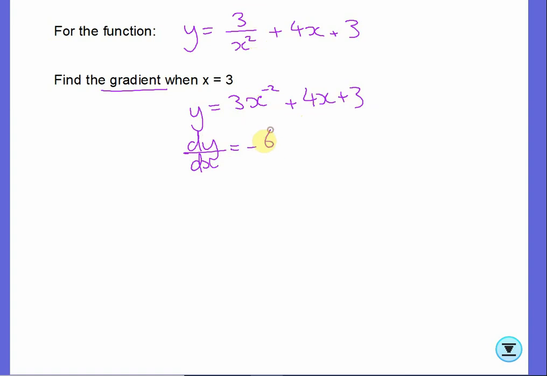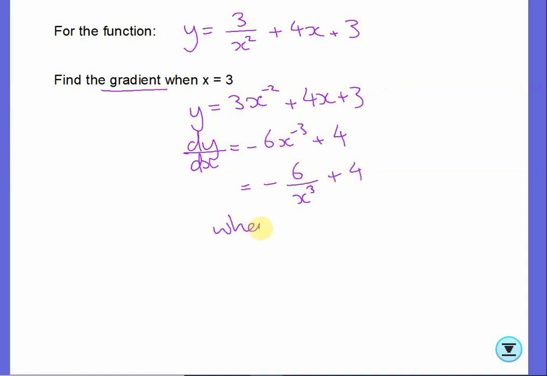So let's differentiate. So minus 6 x to the minus 3 plus 4. Just times by the power, reduce the power by 1. Remember, x terms, you lose the x. No x terms, just lose the whole term. That written better, negative power, put it on the bottom, it's a positive power. That's on the top, it stays on the top.